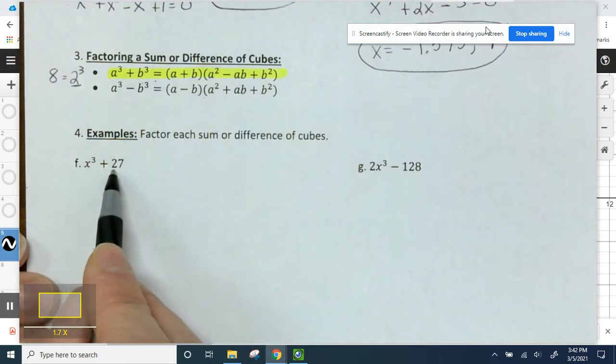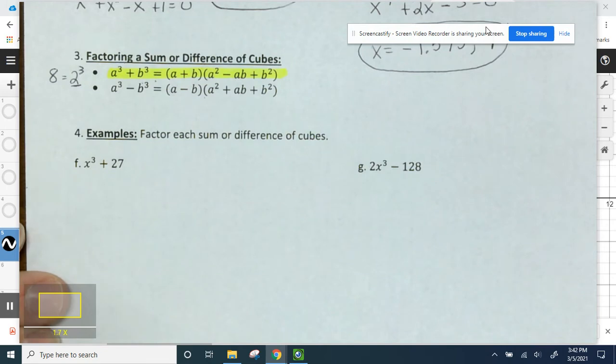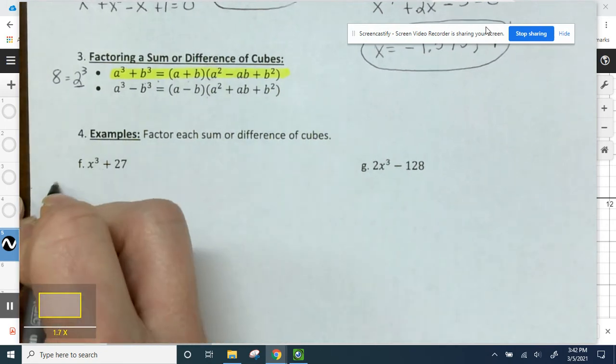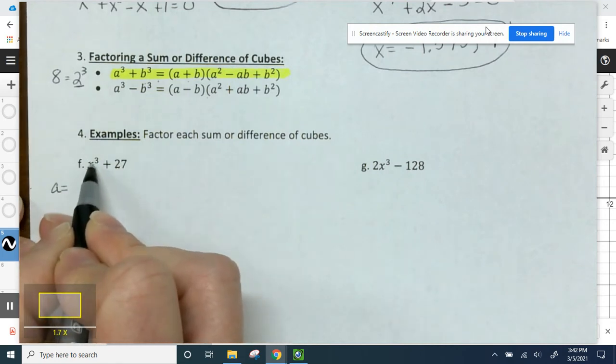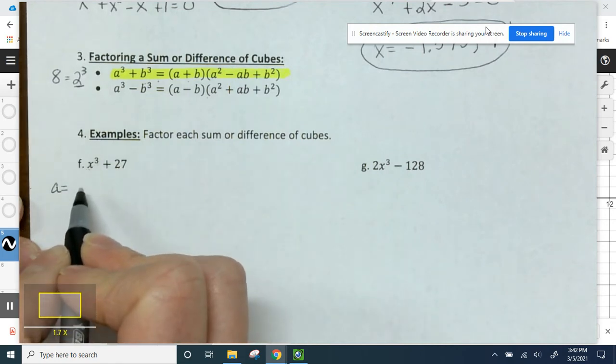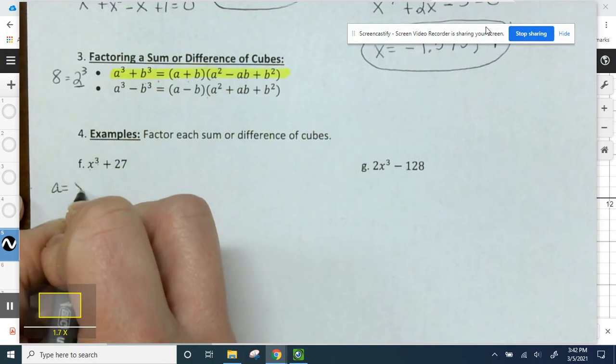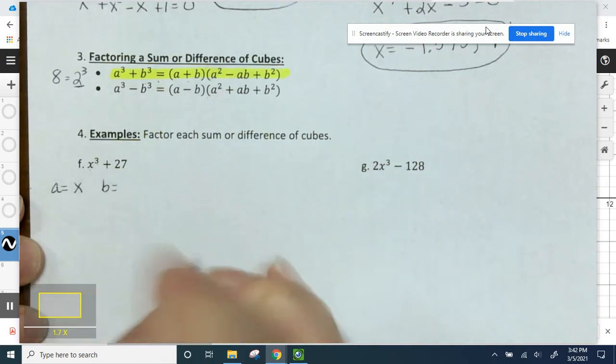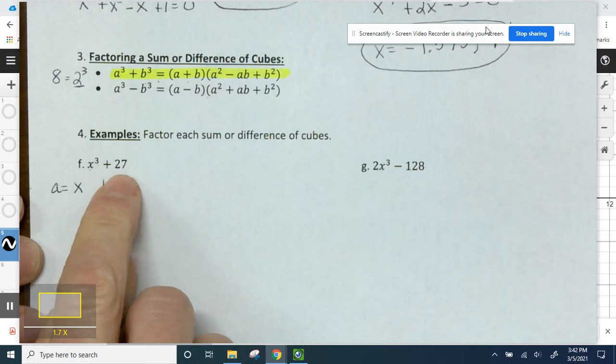x cubed plus 27. If I want to work that example, then I'm going to look up here and I'm going to say, okay, what is my a equal to? Well, to get x cubed, I multiply x times x times x. So that means my a is equal to x. Okay, what about my b?